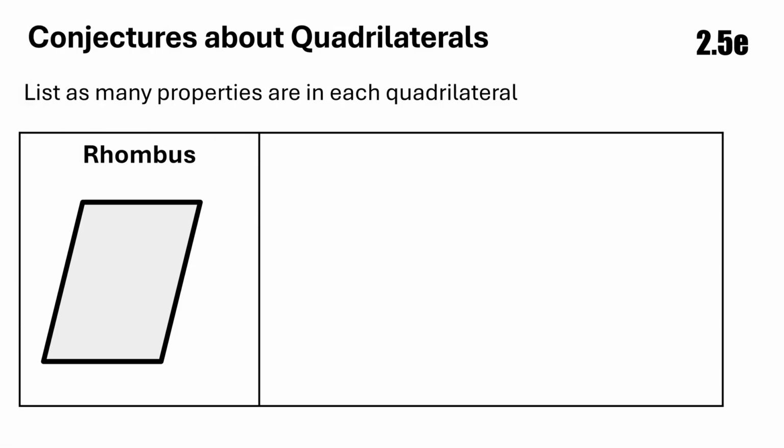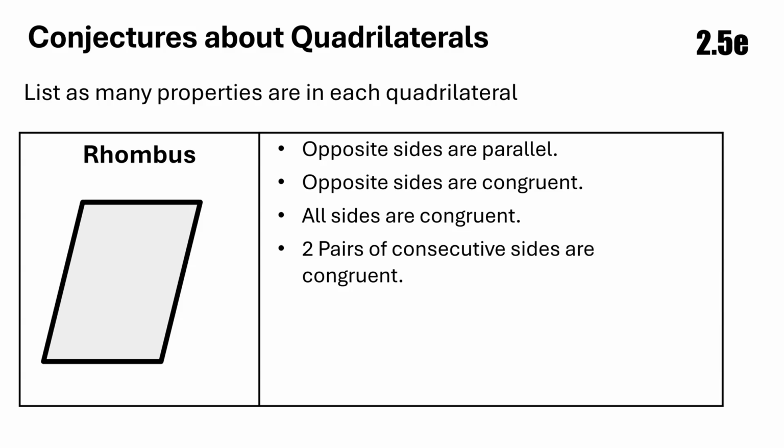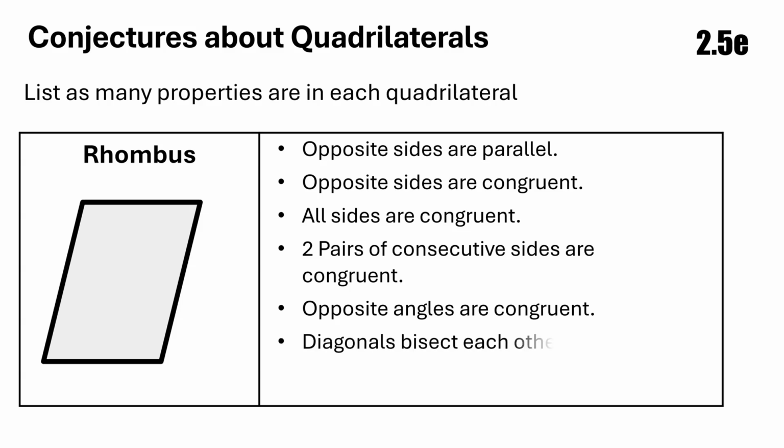The third quadrilateral is a rhombus. In every rhombus, opposite sides are parallel. Opposite sides are congruent. All sides are congruent. Two pairs of consecutive sides are congruent. Opposite angles are congruent. Diagonals bisect each other. Diagonals are perpendicular.